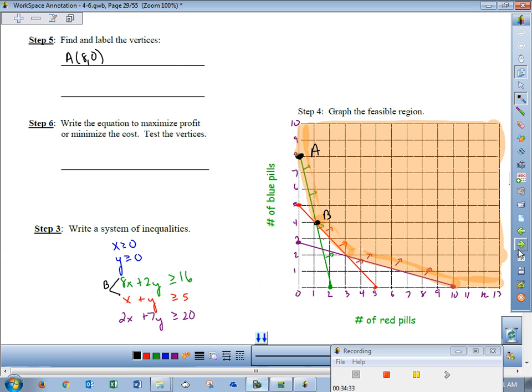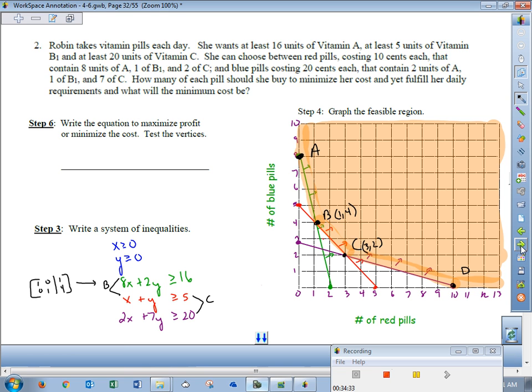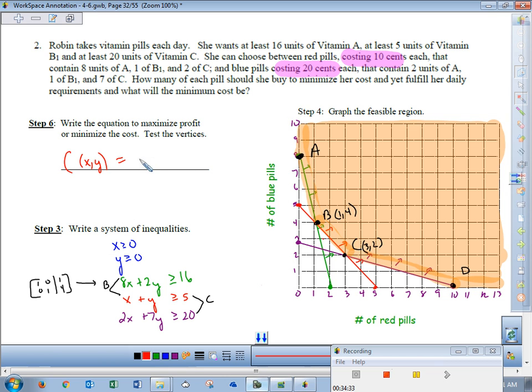So let's write our cost equation. Our cost equation, that's where we go back to the story and find those cost numbers. Remember, here's the cost of 10 cents and the cost of 20 cents. So we'll use a C for cost. C of x, y, the cost of x comma y, will equal, it's 10 cents for a red pill, and remember red pills were x, so 0.10x plus 20 cents for a blue pill.